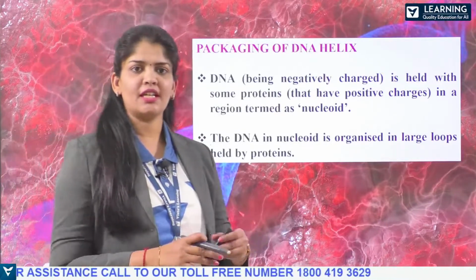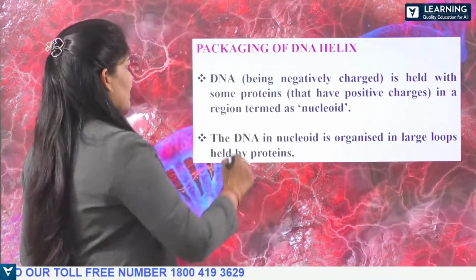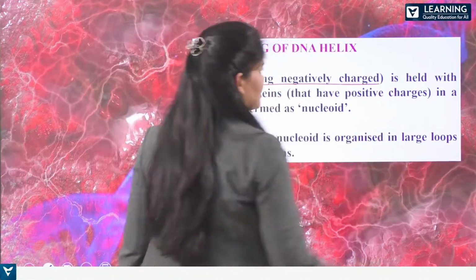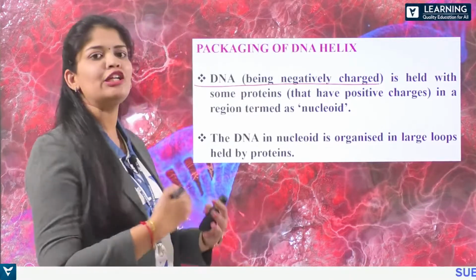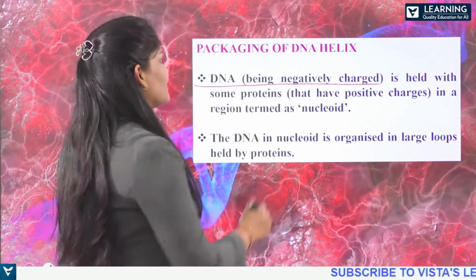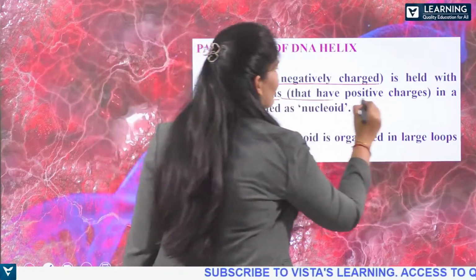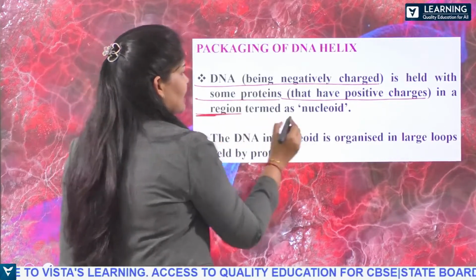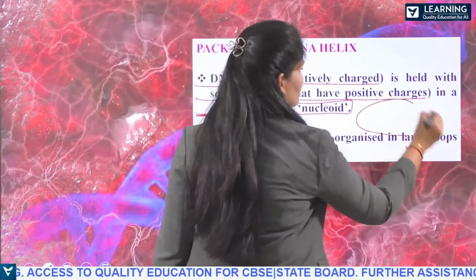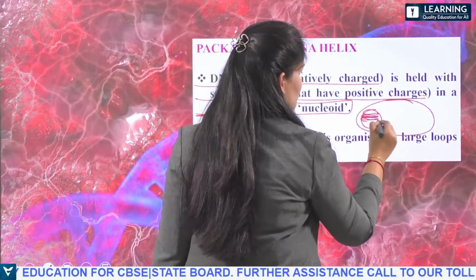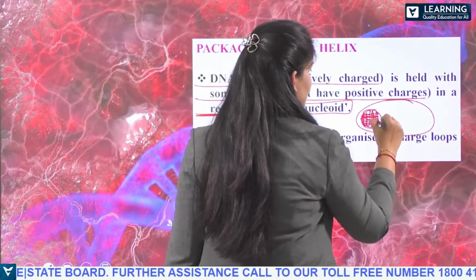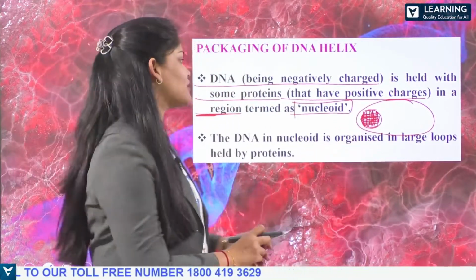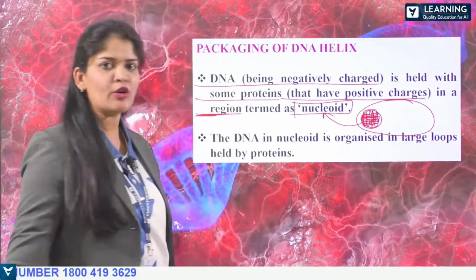DNA, what is the charge of the DNA? We know that it is a negatively charged molecule. DNA being negatively charged, it will get held with some proteins that have positive charge on them in a region, and that region of the cell we call a nucleoid. Here we find the presence of the DNA, and this DNA gets its association with a protein, and then it is packed in such a way that it concentrates in a region, and that region is called the nucleoid.